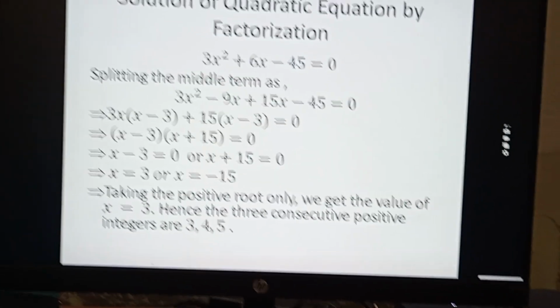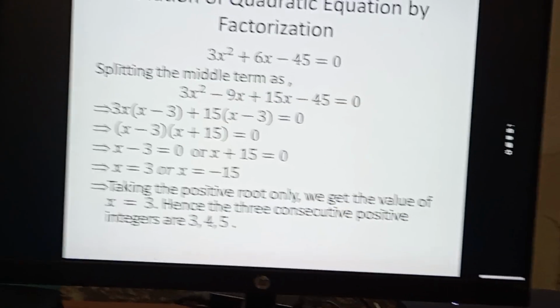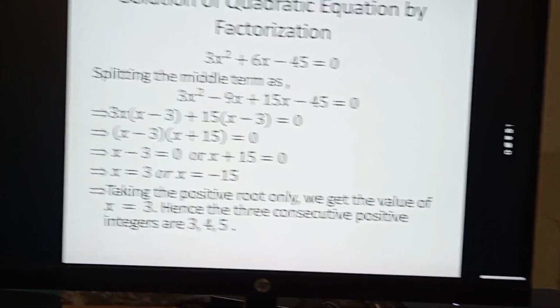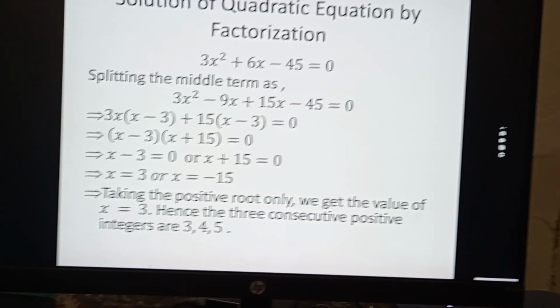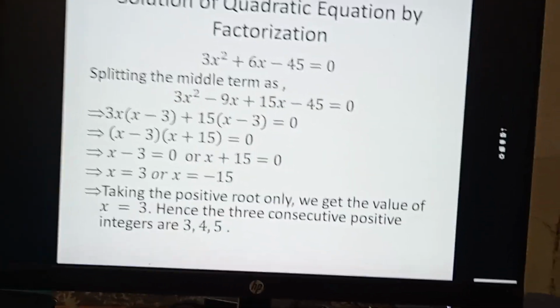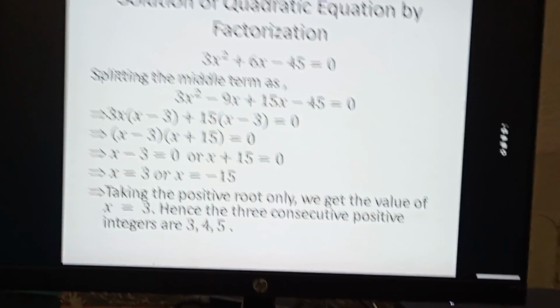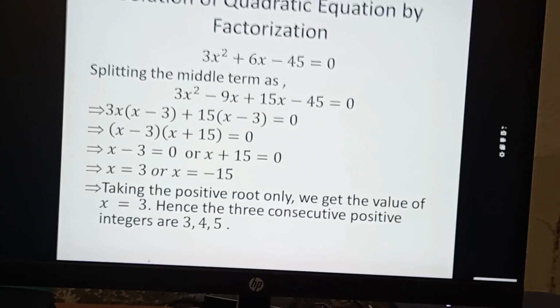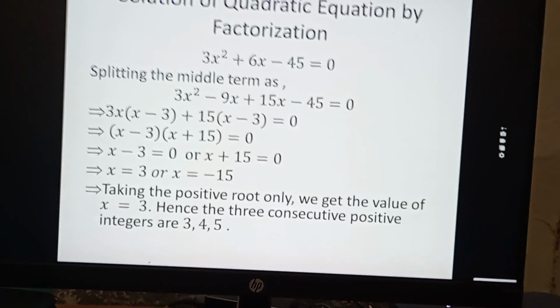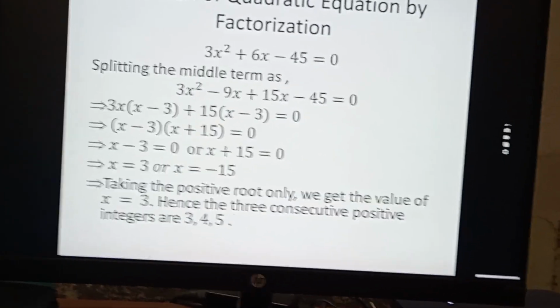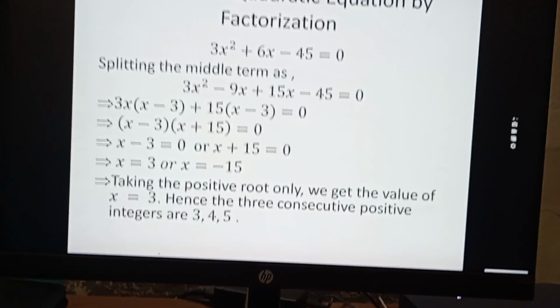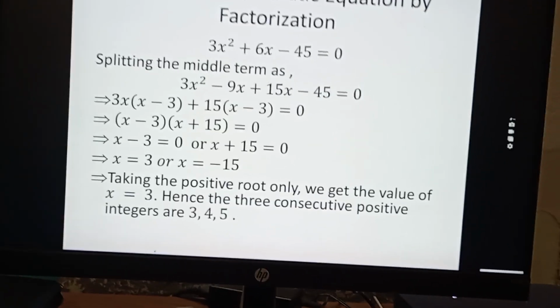Minus 9x plus 15x. You can also put it as plus 15x minus 9x, no problem. You can somehow get the same factor. Now you take 3x outside in the first two terms into x minus 3 within brackets, and plus 15 into x minus 3 within the brackets. You find that x minus 3 is a common factor which can be taken out. Of course, equal to 0 comes on the right hand side.